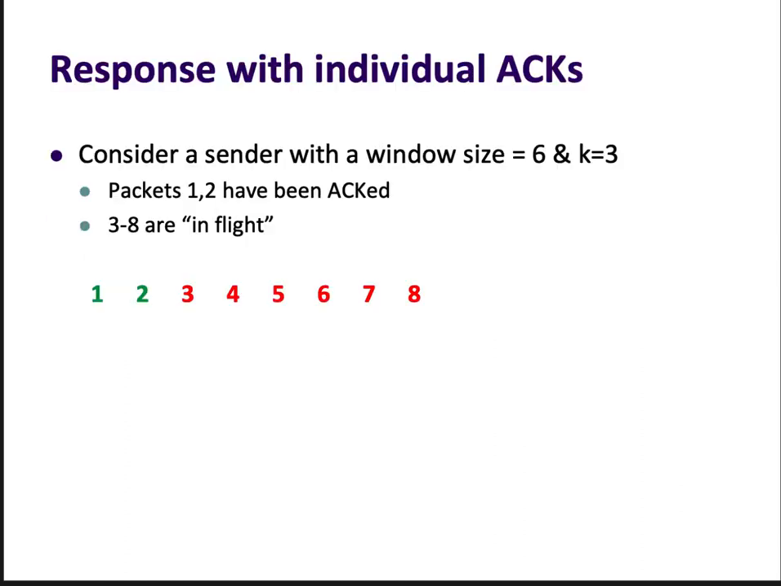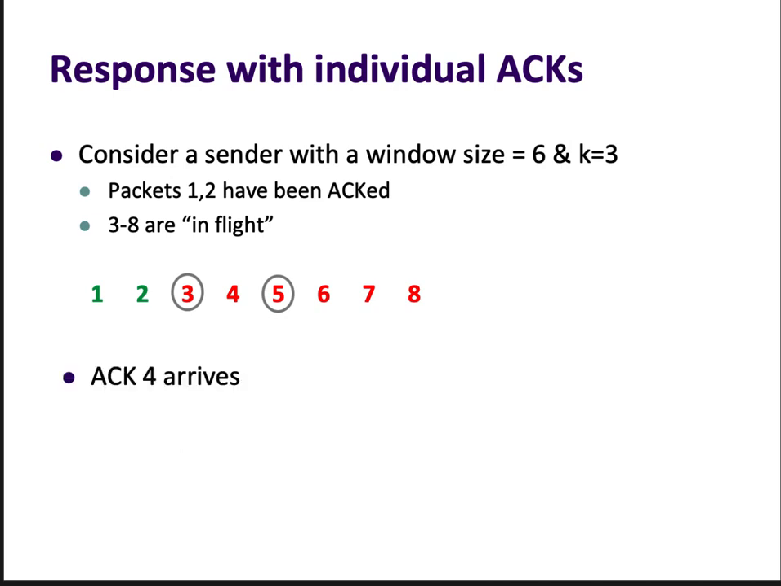All right, so let's see where the issue comes from. Let's first look at responses with individual ACKs. The example we're going to consider here is a sender that has a window size of 6. And we're using a value of k equal to 3, meaning when I get 3 subsequent ACKs, not the packet I expected, I'm going to declare the packet as lost. So in this example, packets 1 and 2 have been sent and ACKed. 3 to 8 are in flight. What I'm showing you here with these numbers is the sender's view of the window. Red are the packets that it has sent but not yet been acknowledged. And you can have up to 6 of them, because that's your window size.